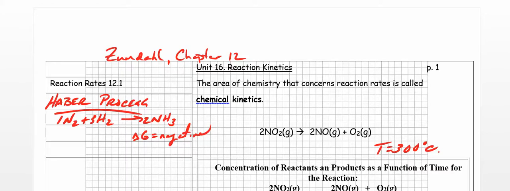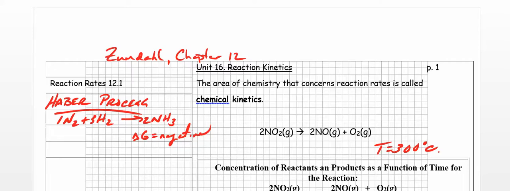All right, let's go ahead and get started. I do want to welcome you to Unit 16. This is Reaction Kinetics. Folks, the purpose of these notes is to shed some light on Chapter 12 of the Zumdahl book. If you would like to follow along with me in Zumdahl, this is Reaction Rates 12.1.